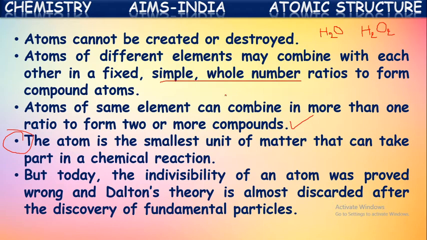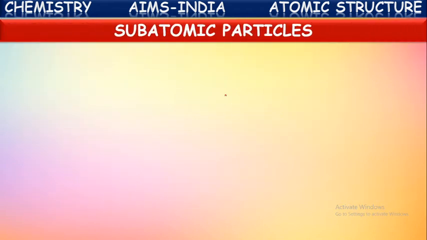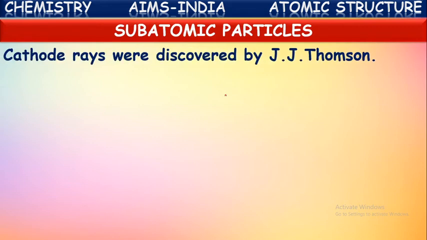Now let us talk about these subatomic particles. Out of those, the important and first one is the electron. These were earlier called cathode rays. Cathode rays were discovered by J. J. Thomson by the experiment called the discharge tube experiment. In that, he found that atoms produce some negatively charged particles when high voltage is applied. He called those negatively charged particles cathode rays.